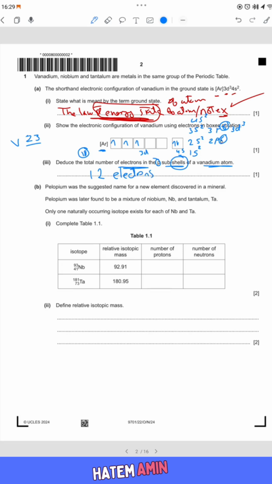Do we have here any other B's? No, we don't. Do we have B in 4? No, we don't. So we have just 2 B's, 3B and 2B and 3B. Both of them have 6 electrons, and all of them should be 12 electrons.